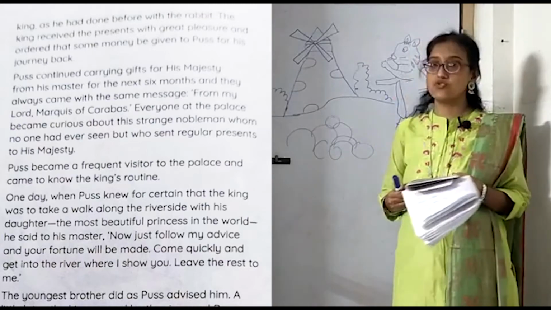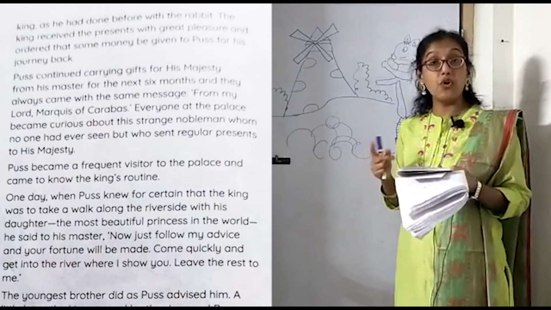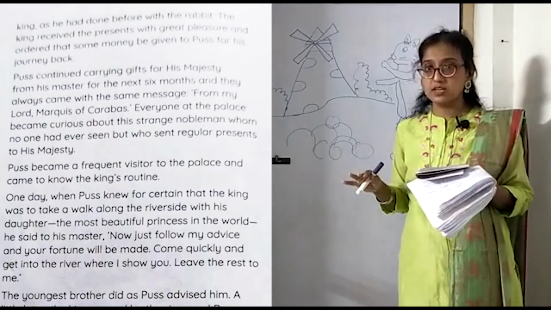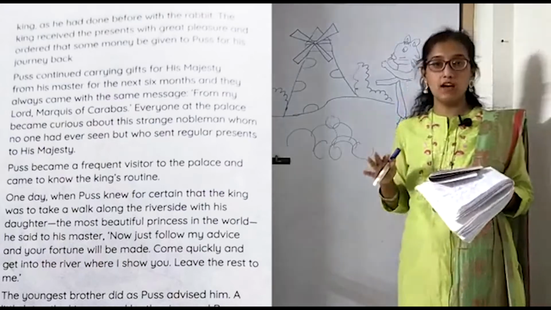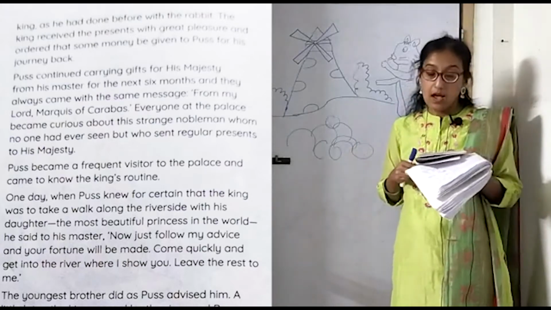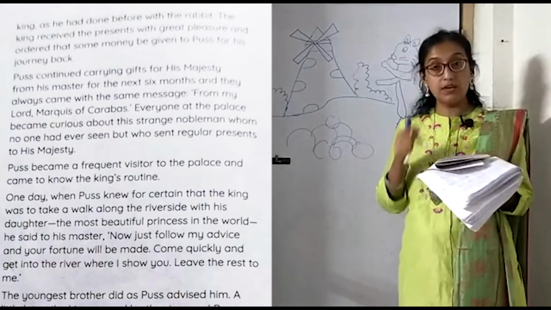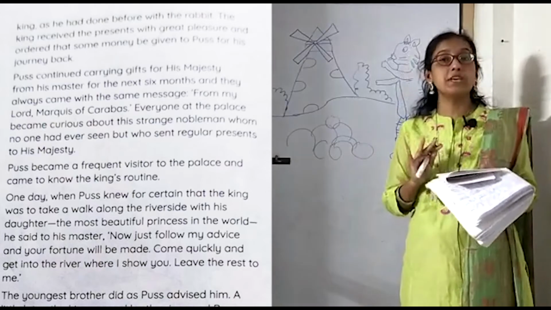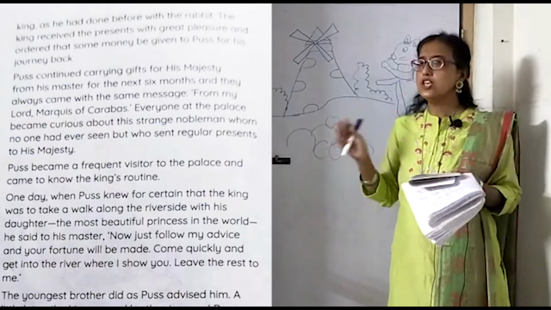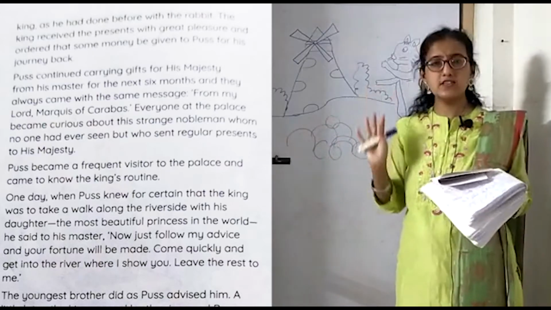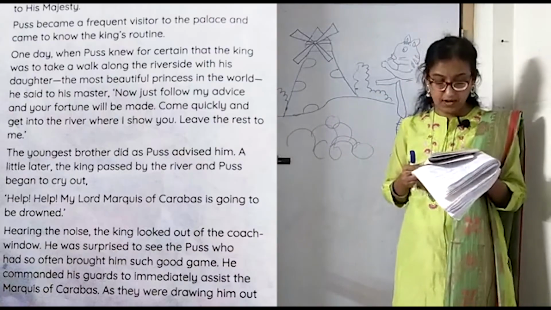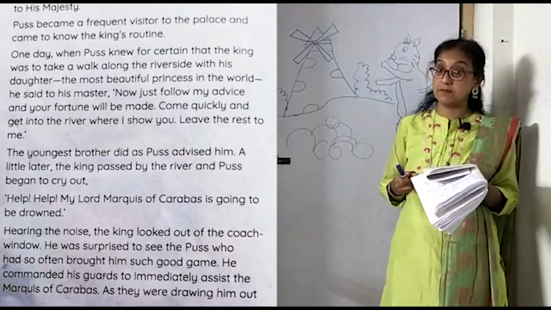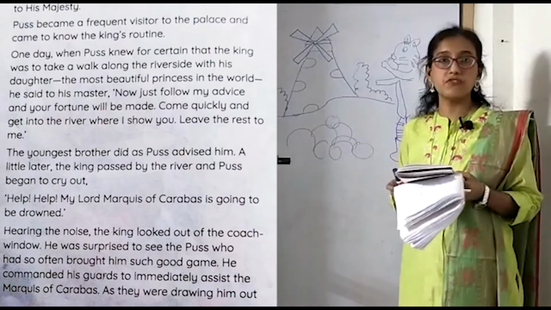"This is the golden chance for you. Now just follow my advice and your fortune will be made." That is, we will make our fortune together. "Come quickly and get into the river where I show you. Leave the rest to me. I'll handle everything. You just take off your clothes and get into the river." The youngest brother did as Puss advised him. Now he just followed Puss's words.